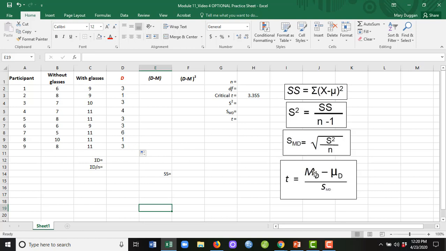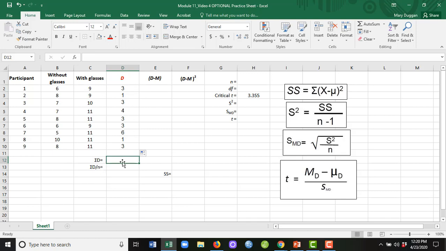To do that, I need to do a t-test, which is going to require the mean of the difference scores divided by the standard error. Well, to get the standard error, I need the variance. To get the variance, I need the sums of squares. And then the sums of squares is where we're going to start. But to be able to do sums of squares, I first need the mean. So let's find the mean of all of these difference scores.